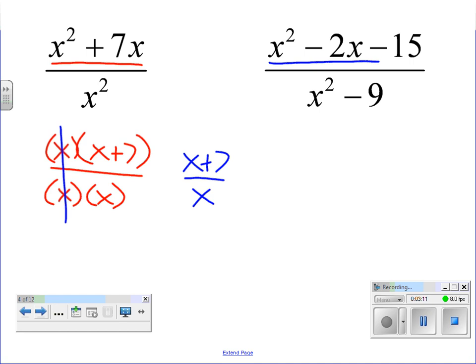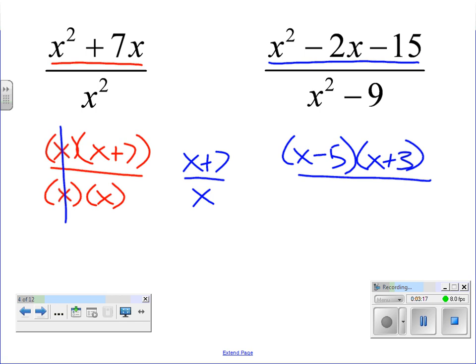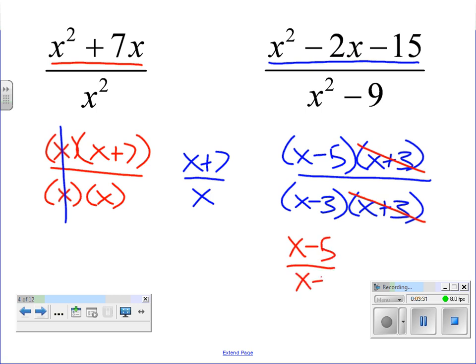On the top, I'm going to factor that. That's going to be x minus 5 times x plus 3. And on the bottom, we have x minus 3, x plus 3. Notice the set of parentheses. You're looking for what set of parentheses are the same: x plus 3, x plus 3. Therefore, your final result is x minus 5 divided by x minus 3. So that's what we're shooting for here. Notice in the end result, you don't need parentheses anymore because it's now reduced.